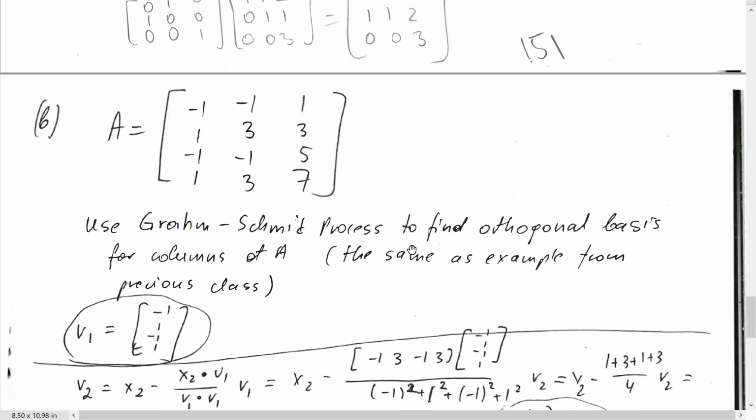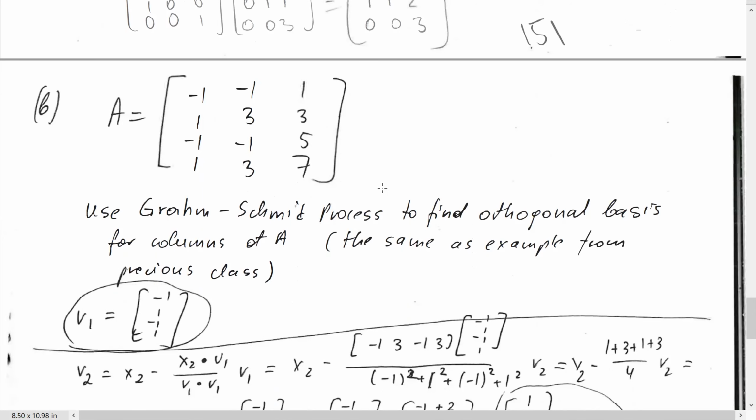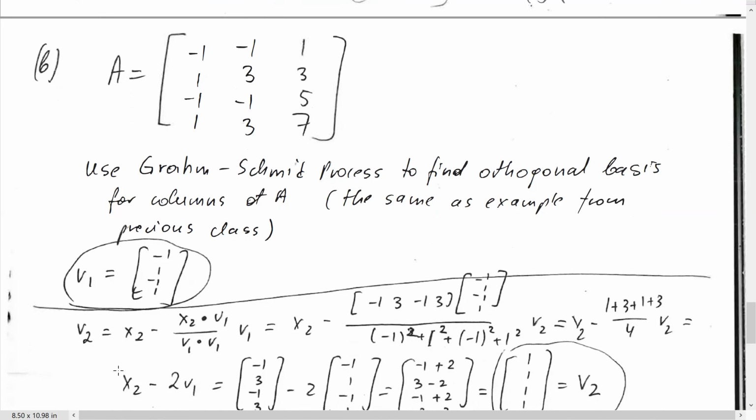Example B, we have this matrix. We need to find the QR factorization. We use the Gram-Schmidt process to find orthogonal bases first. The Gram-Schmidt process only produces orthogonal bases. And this is the same example from the previous class. So if you check what we did previously with the Gram-Schmidt process, take V1 as the first column, X1. Now V2 is X2 minus X2 projected on V1.